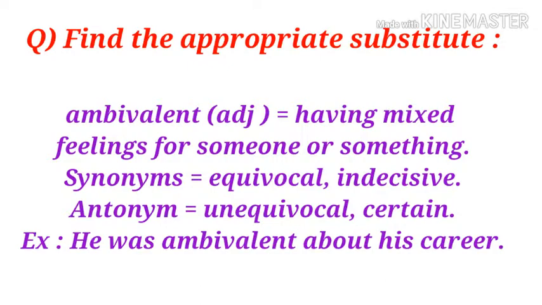Clear? So I have told you its synonyms, and let us see an example so that you can understand the meaning of the word better. He was ambivalent about his career. That means he was not able to choose the right career because he has ambivalent, mixed feelings. So this is the meaning of the word ambivalent. You do not have a certain feeling but you have mixed feelings. You do not have one feeling for something or somebody. That is known as ambivalent.